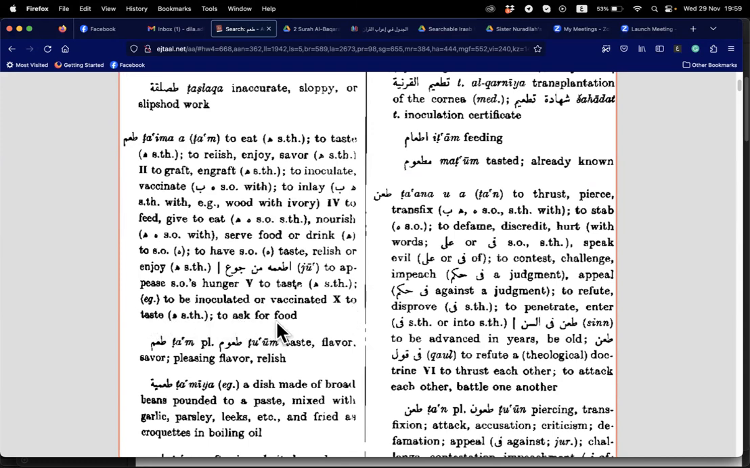So we don't actually have to worry about what family 4 does, what family 10 does, because it doesn't always work like that. It's not always that this one means to eat, this one means to give other people or make someone eat. But this is one of the general things that happen to the root letters.